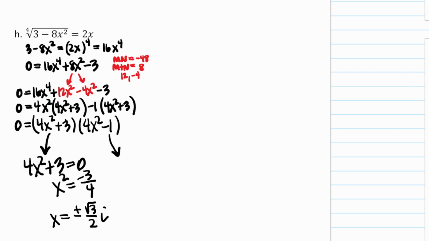This one we can solve out. We'll have 4x squared minus 1 equals 0. So I'd add 1 and divide by 4, and I'd get x equals plus or minus 1/2.